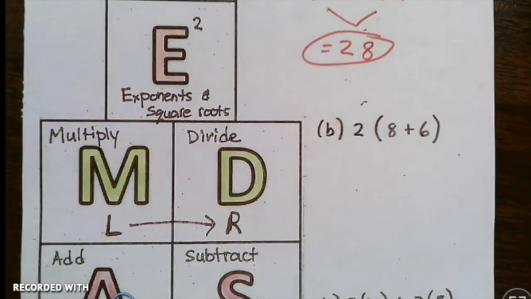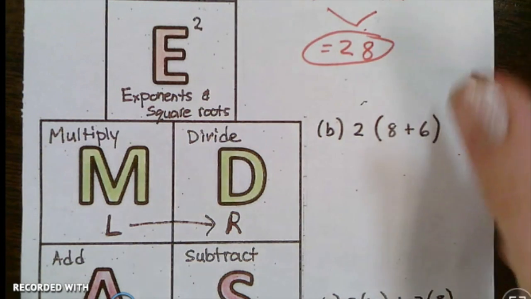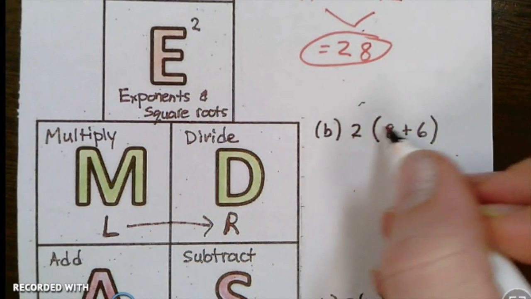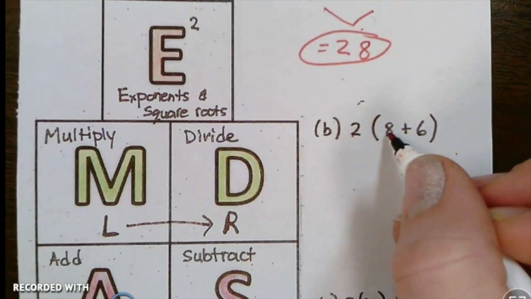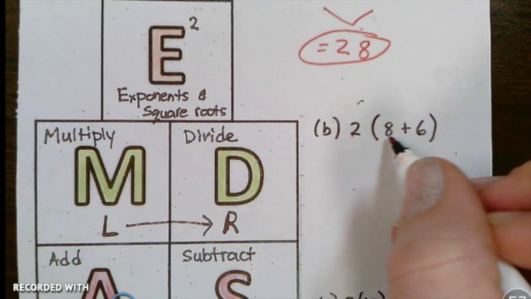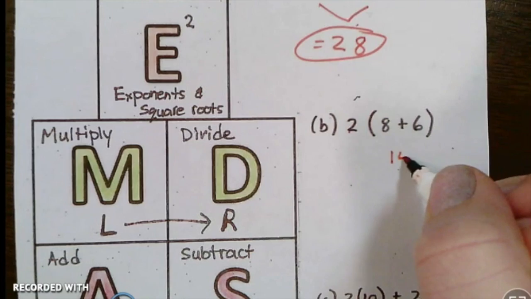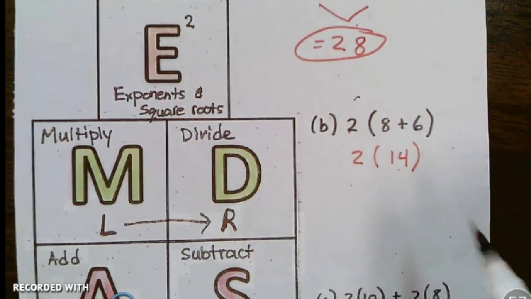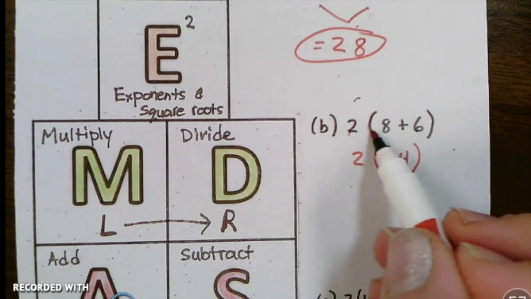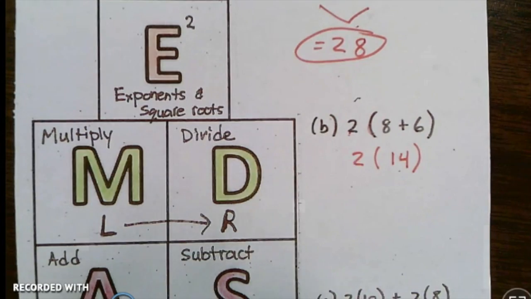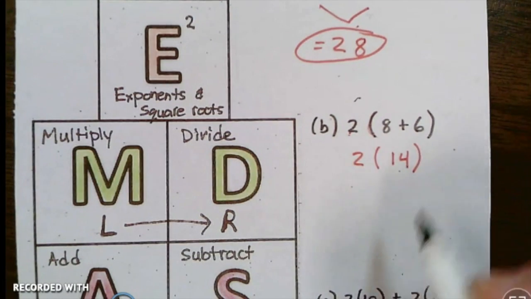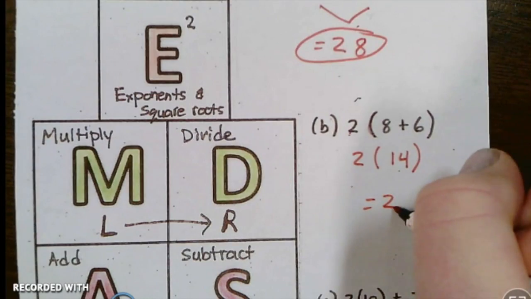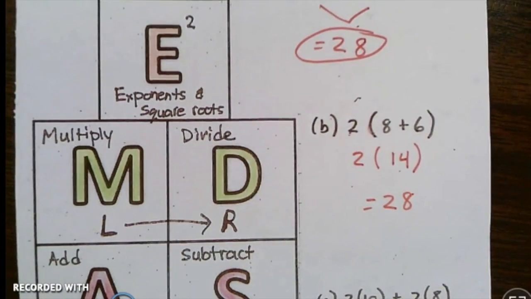Here's example B. Okay, so here I got parentheses. What do I need to do first? Right, I need to do the parentheses. So I don't want to multiply 2 times 8. I want to do 8 plus 6. And 8 plus 6 is 14. And then I'm going to multiply. Remember that when a number is right next to parentheses, it means multiplication. So 2 times 14 is 28.